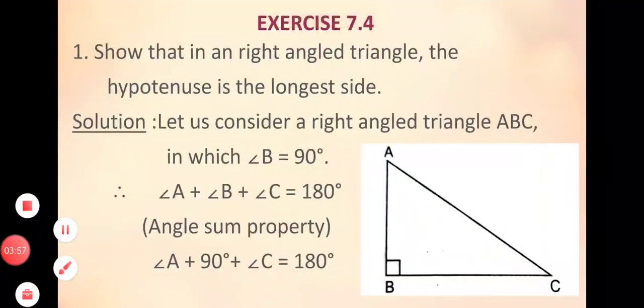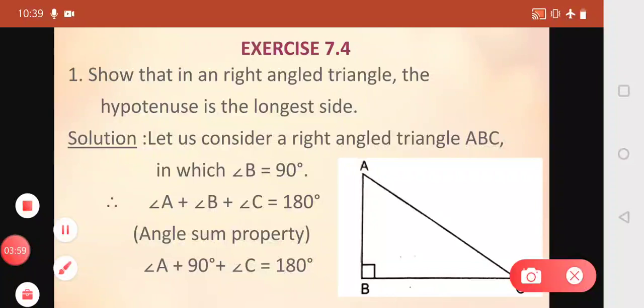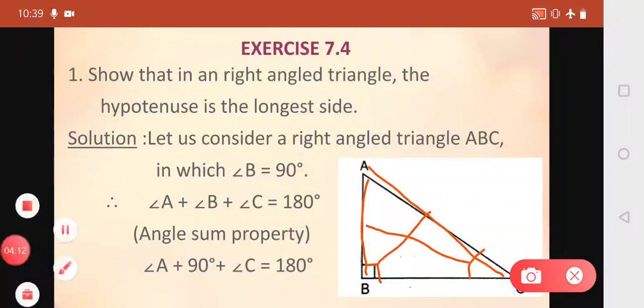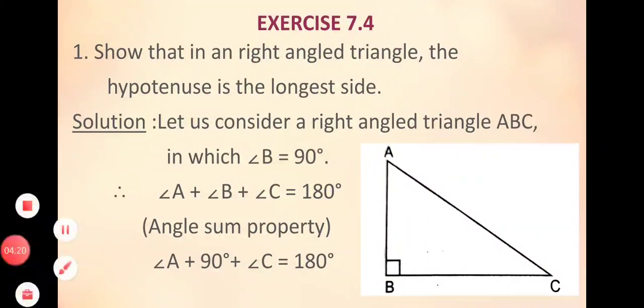Similarly, we have side opposite to angle B is again AC. This is our AC. This is opposite side, and side opposite to angle C is AB, this side. So AC is greater than AB. So in all, AC is the greatest side, because AB is also smaller than AC and BC is also smaller than AC. But in right angle triangle, you can see that here AC is the hypotenuse. Therefore, hypotenuse is the longest side. Next, question number 2.